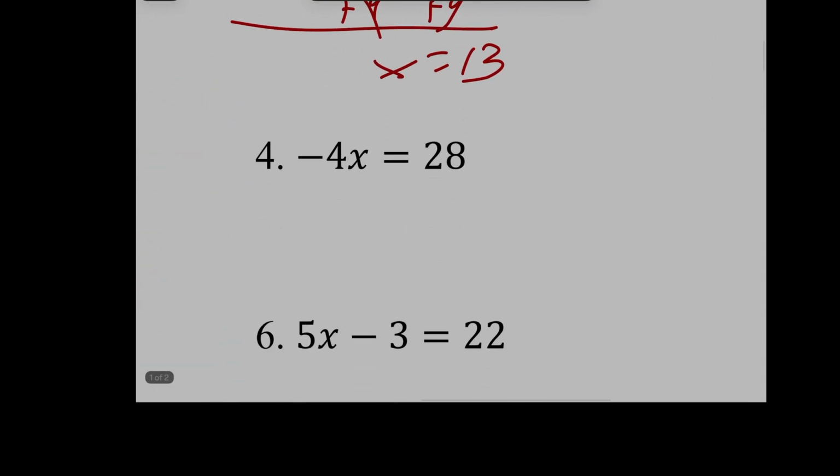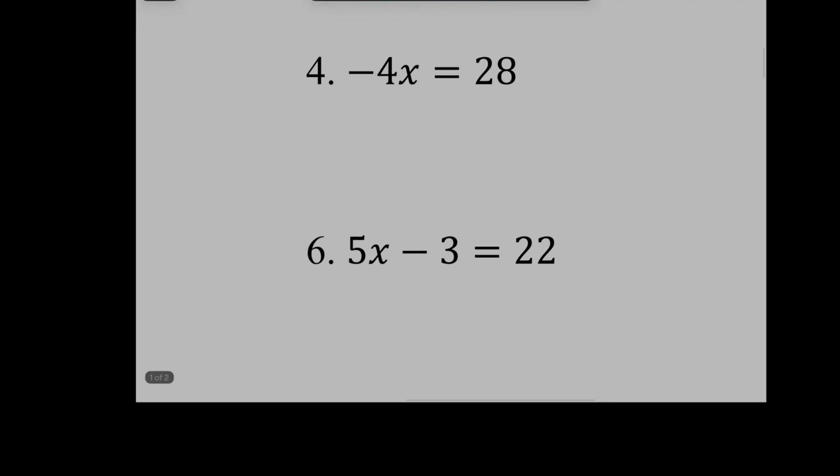Okay. And I already did one there. Okay. So now number 4, it's negative 4 times x. What's the opposite of times? Divide. But you got to make sure you do that negative sign. That's one thing I'll see students forget. You have to divide by everything in front of the letter, okay, or the variable.